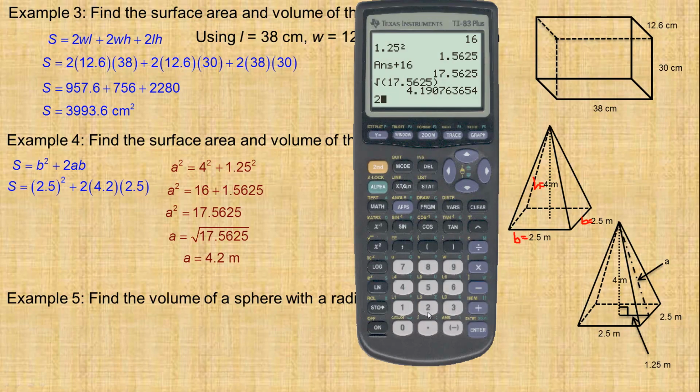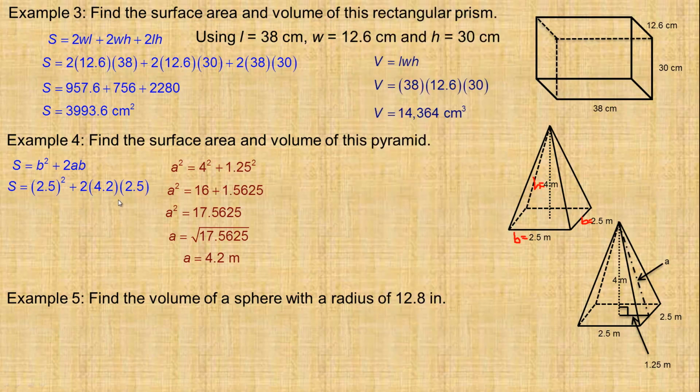So filling those all in, at the beginning I have 2.5 squared. So this is going to be 6.25 at the beginning here. And then after that we're adding the product of 2, 4.2, and 2.5. So that's going to be 21. So this is going to be 6.25 plus 21. And of course, if you add those, you get 27.25, and the units would be meters squared.